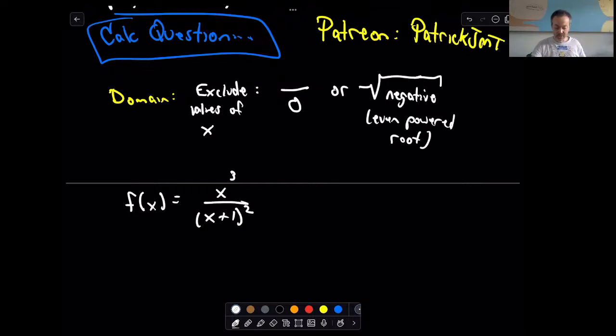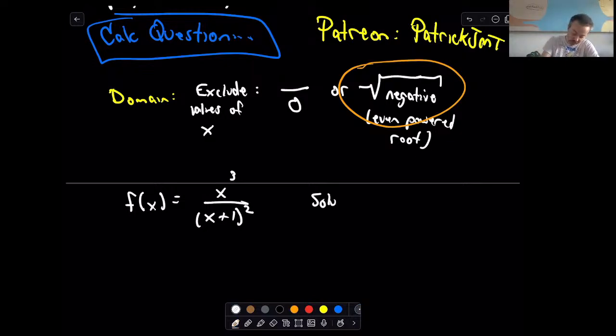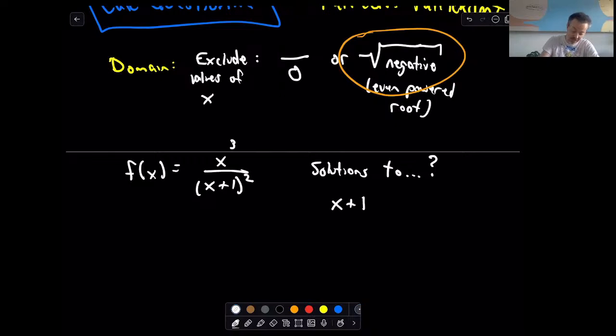Well, there's no square roots even floating around, so I don't have to worry about that restriction. The other thing I would think about is, is there anything that would make the denominator equal to 0? So are there any solutions, and I'm asking this as a question, I just take whatever's in the denominator and set it equal to 0. Are there any solutions to that equation? And if there are, that's bad. I need to throw it out.